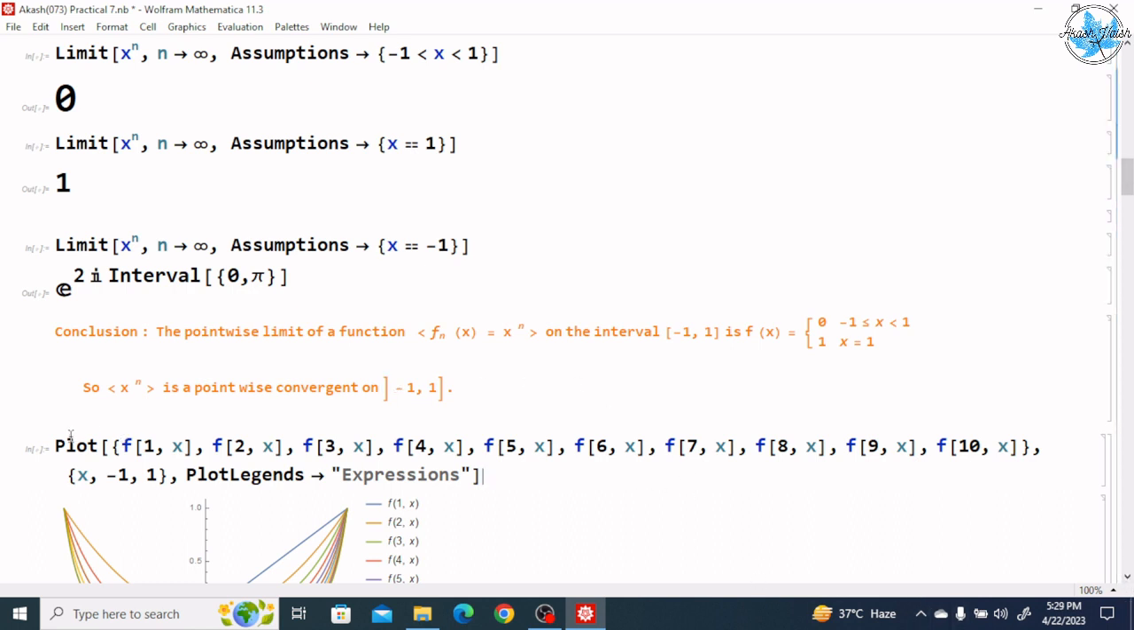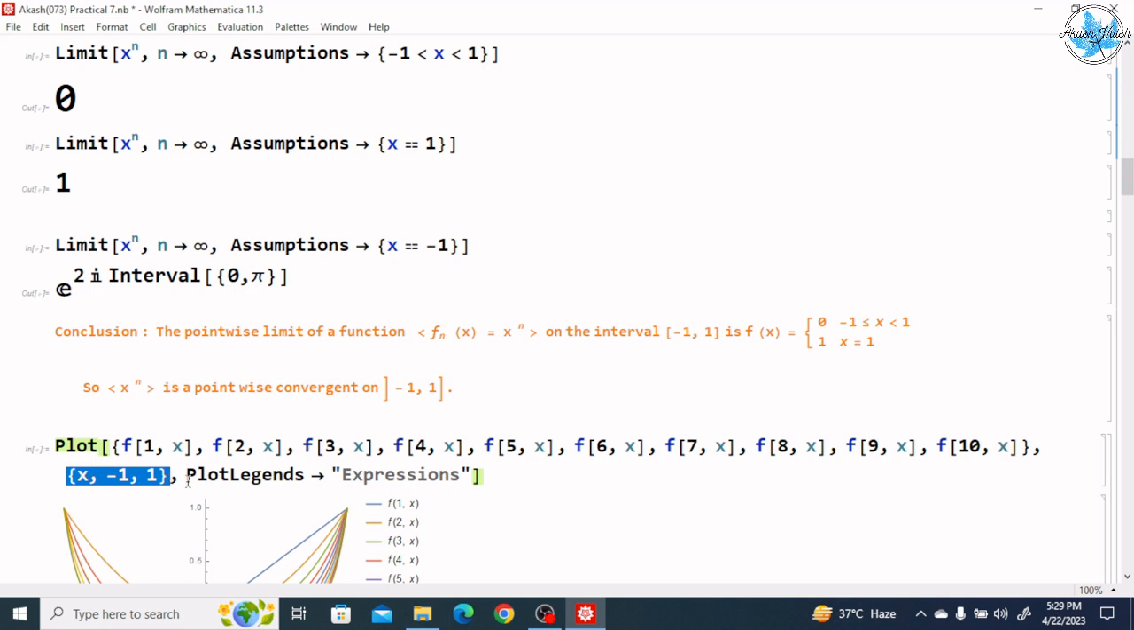So now to draw the graph, give the plot command, and then again vary the value of n from 1 to 10. Before that you have to define the function, that is f subscript n of x equals x to the power n. But in the above question I have already defined the function, so I have not written the function again. So give the plot command and then write the functions f1[x], f2[x], f3[x], and up to f10[x], that is x to the power 10. And now your value of x lies between -1 and 1.